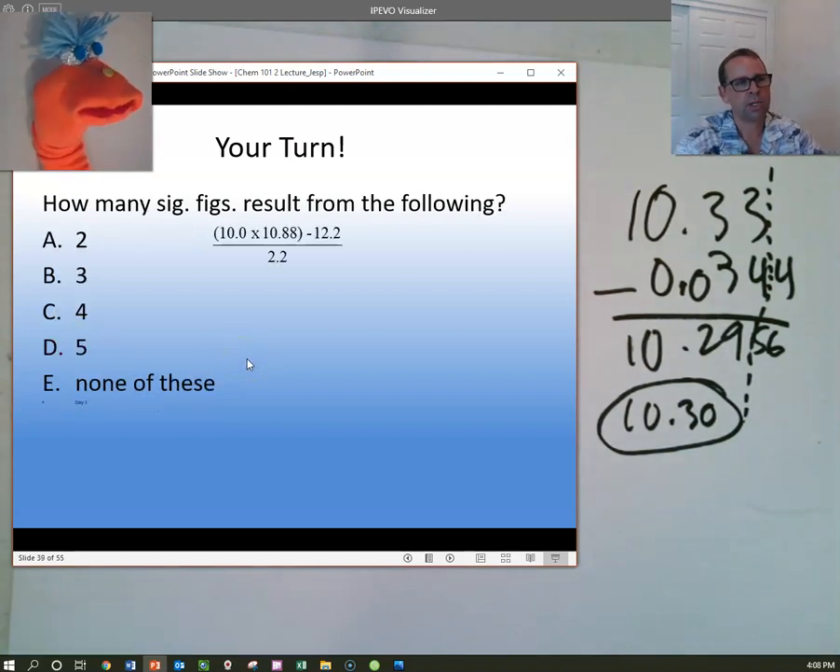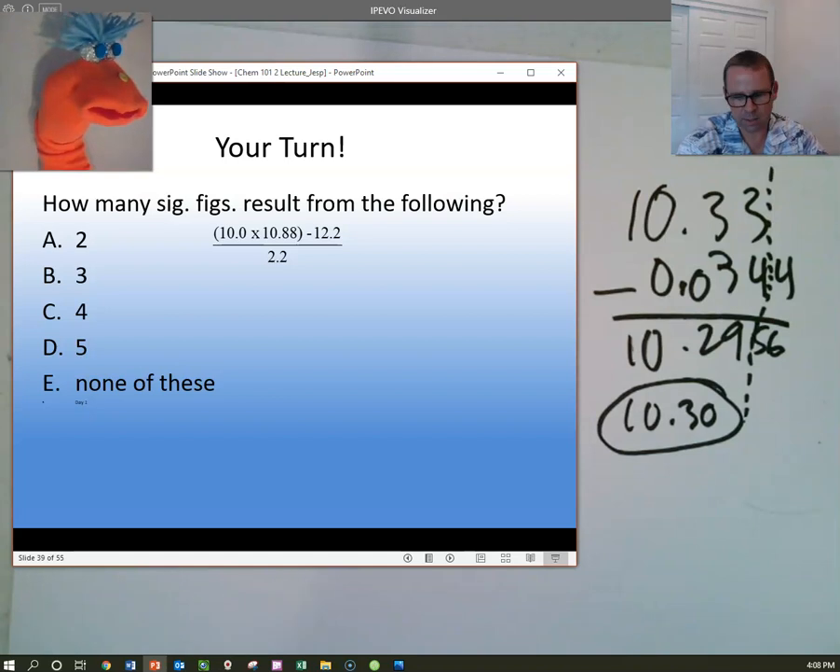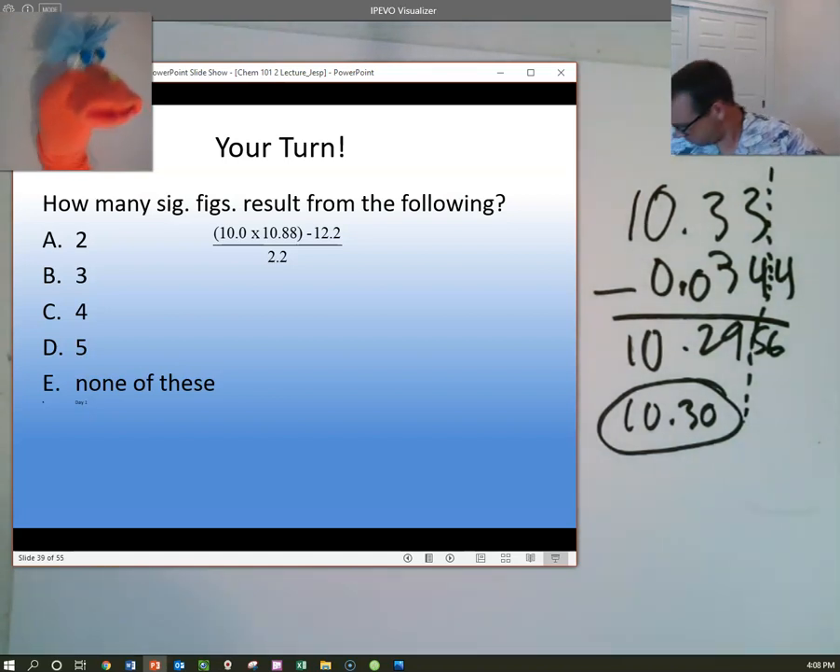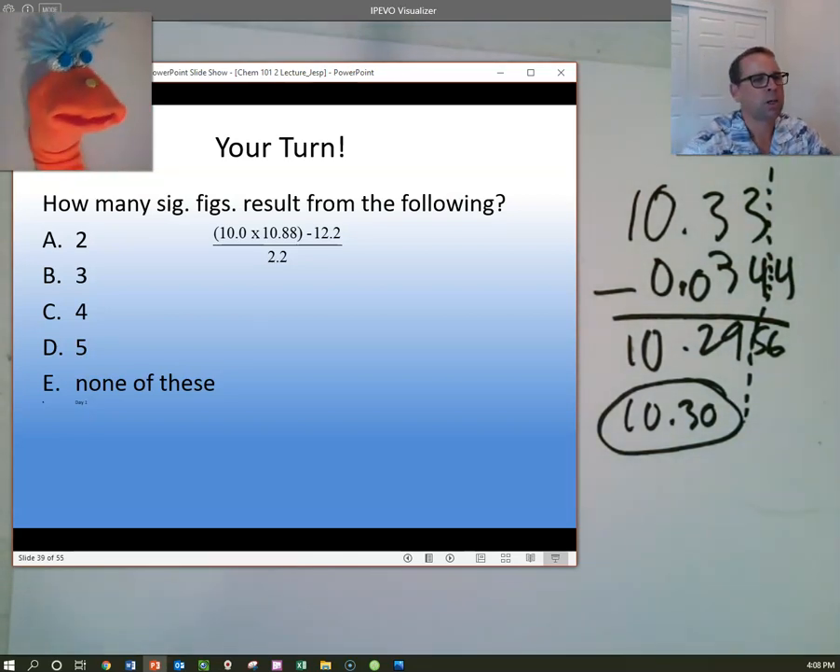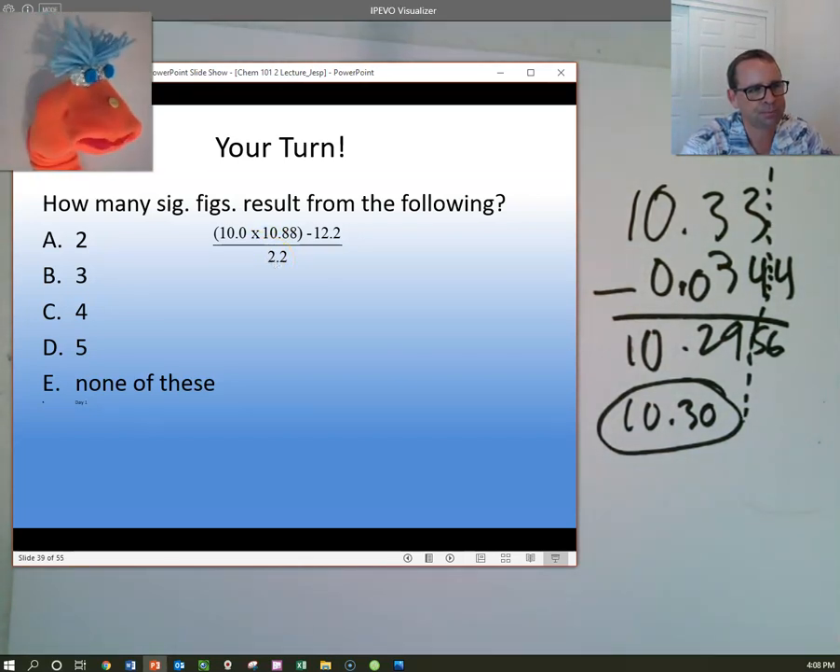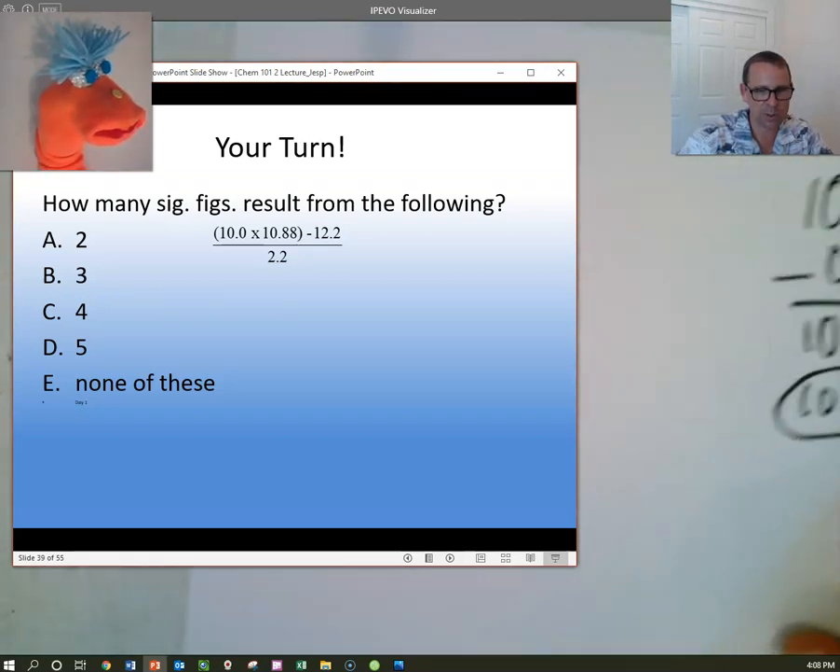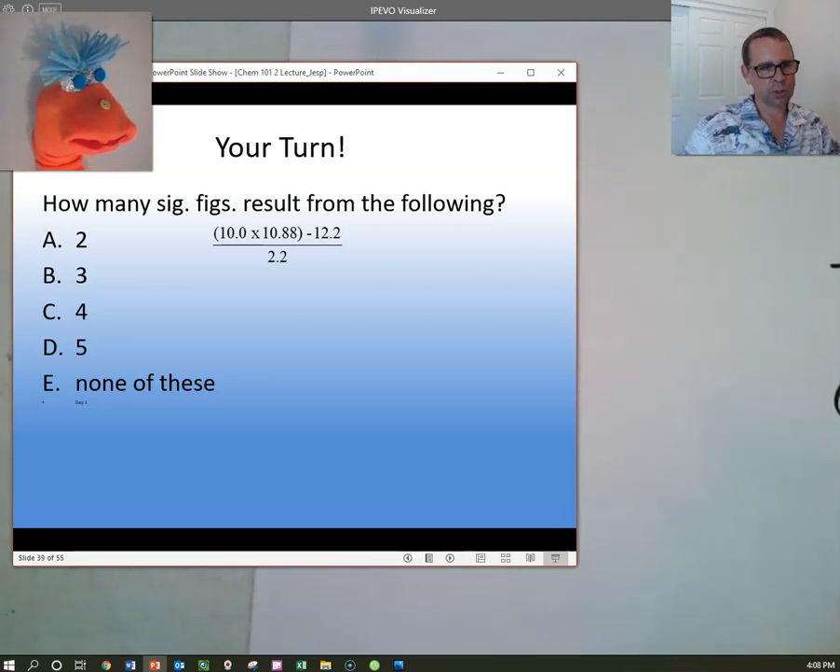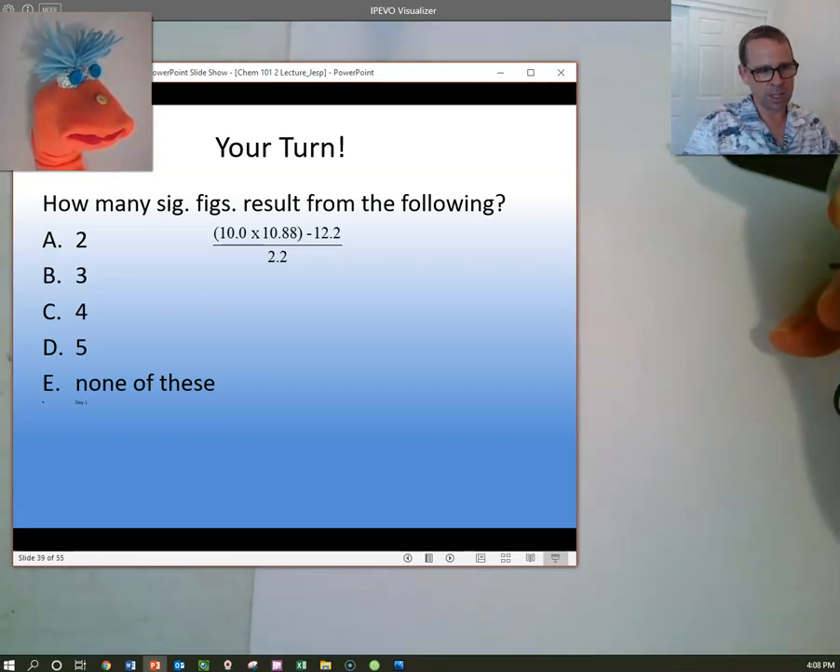All right. So here's another one where we have a mixed problem. We have the number of significant figures from first a multiplication within the parentheses, and then we have to subtract, and then we have to divide. Do you know how many significant digits we're going to have? I think I have to write this one down too. Okay, let's do it. So first we have our 10 times our 10.88.